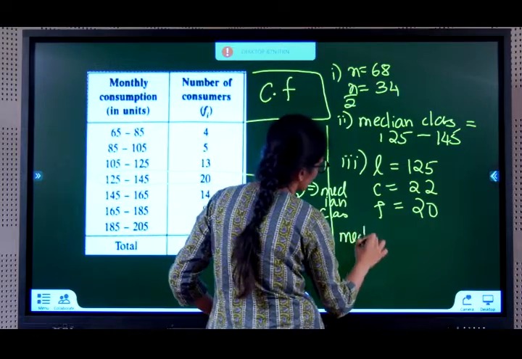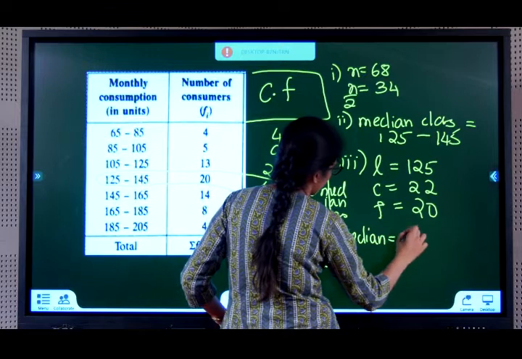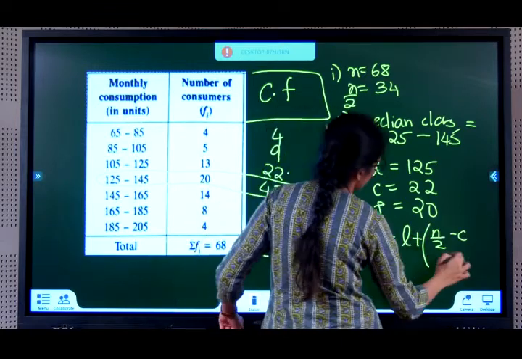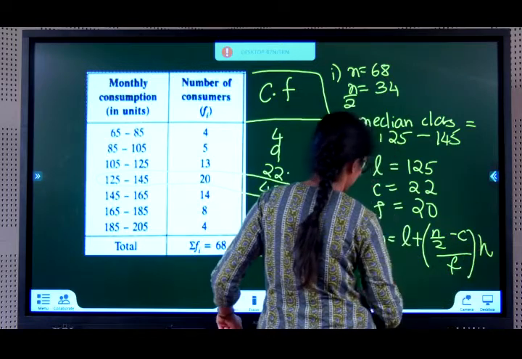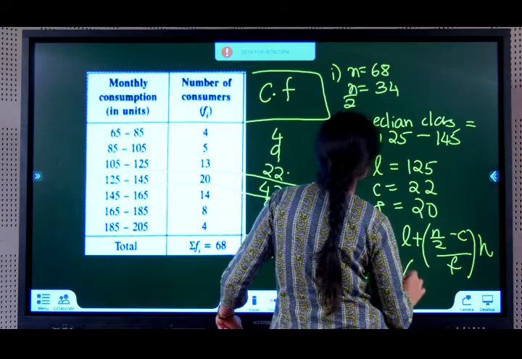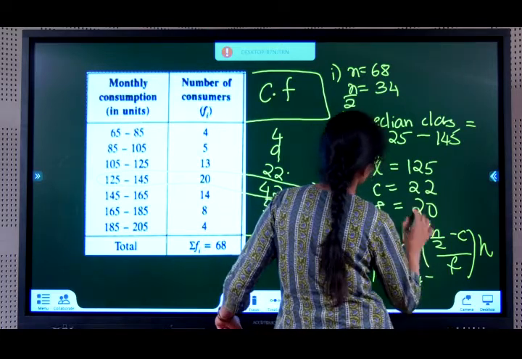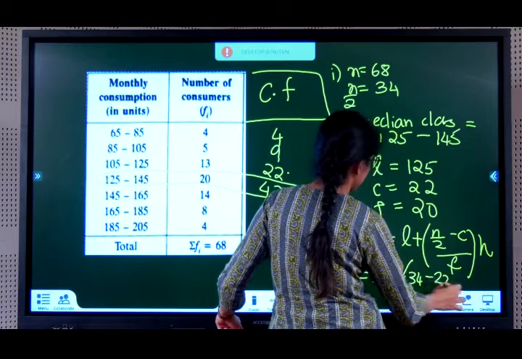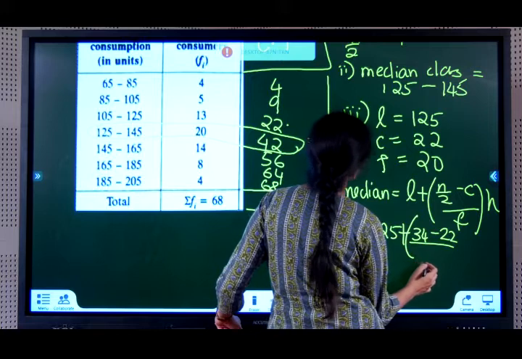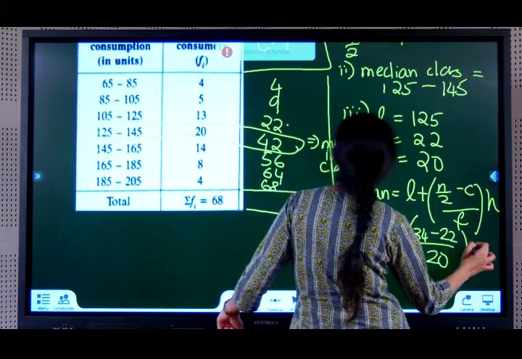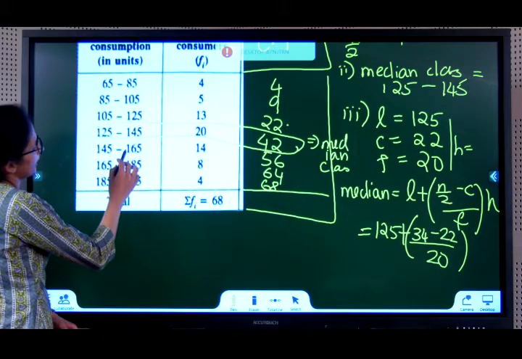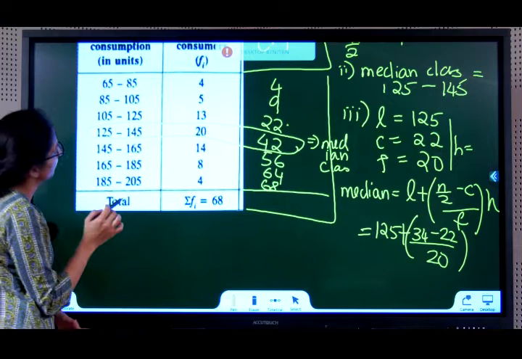Median is equal to L plus n by 2 minus C by F into H. L 125 plus n by 2 34 minus C 22 divided by F. What is F? 20, into what is H? Class size. Subtract any two: 165 minus 145, 20.